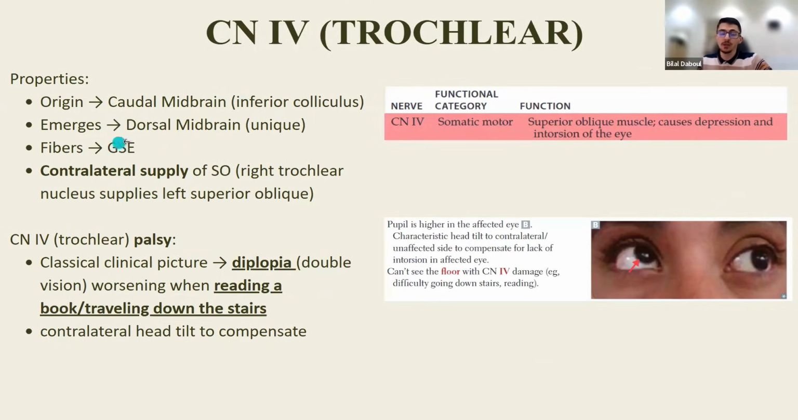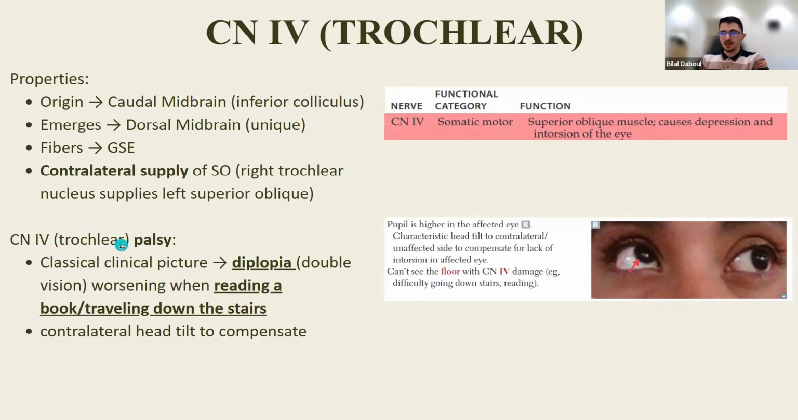It's a purely motor nerve. It only contains general somatic efferent fibers. Okay. Again, as I told you, the right trochlear nucleus would supply the left superior oblique, and the left trochlear nucleus would supply the right superior oblique, because again they loop around and they arise from the dorsal brainstem.